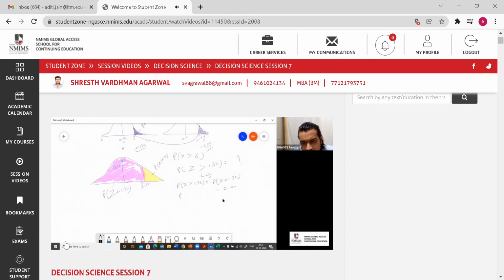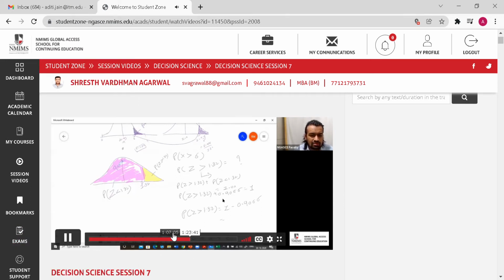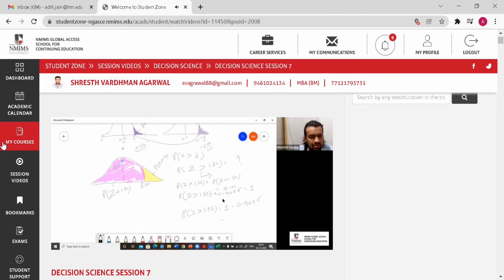So probability Z greater than 1.32 plus 0.9066 equals 1. So probability Z greater than 1.32 equals 1 minus 0.9066. Tell me the probability. Yes, you have to, Srishti. Yes, Amrish. It's just like a log table. It's available online also.